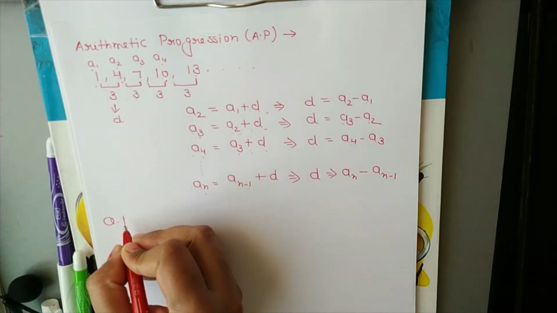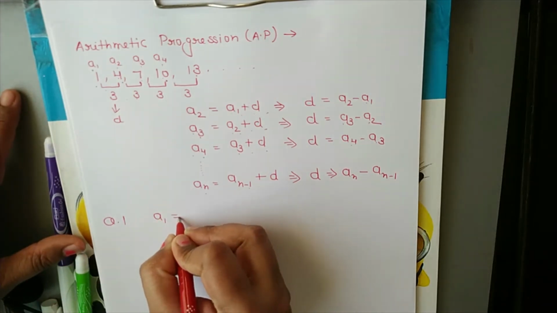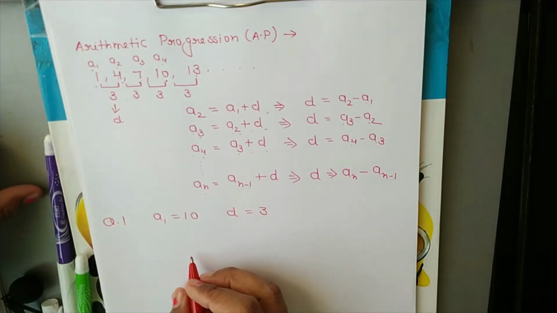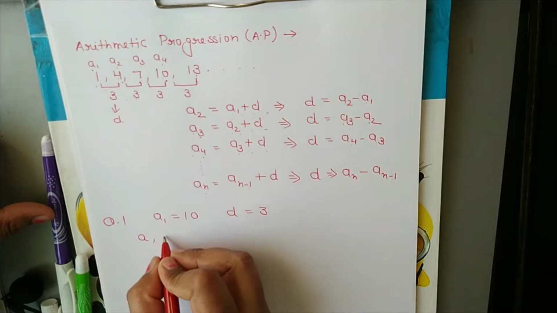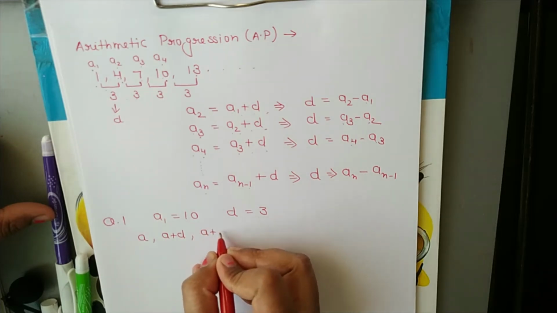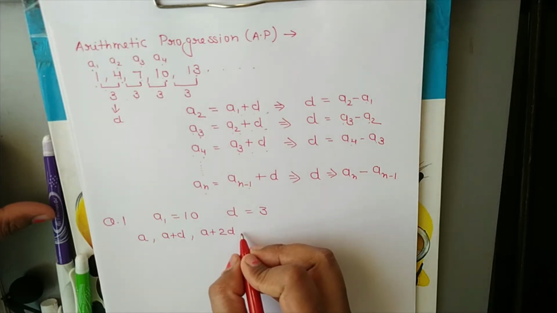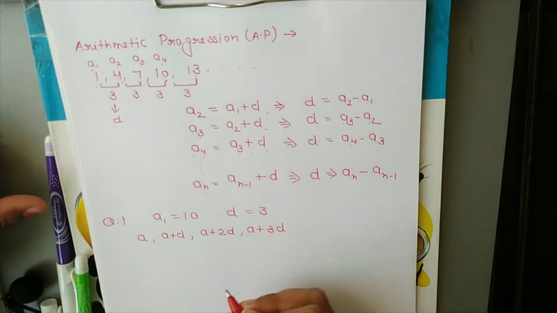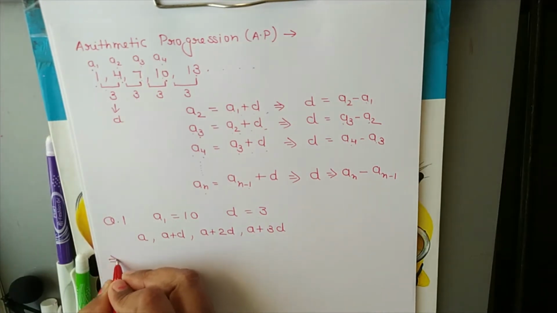Suppose the first question is: write an AP whose first term a1 is 10 and d is 3. So we know that the first term is a, then the second term is a plus d, then the third term will be a plus 2d, then the next term will be a plus 3d. So we have to find an AP, so we have to put the value of a.